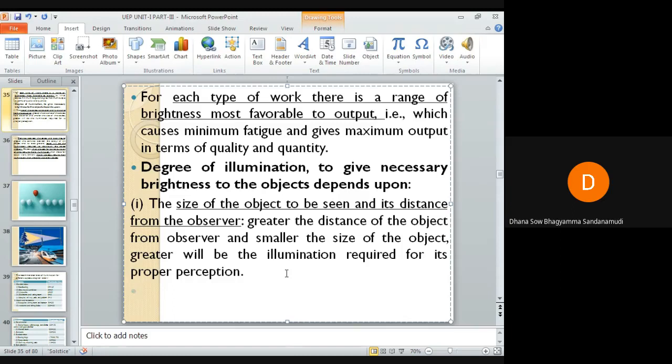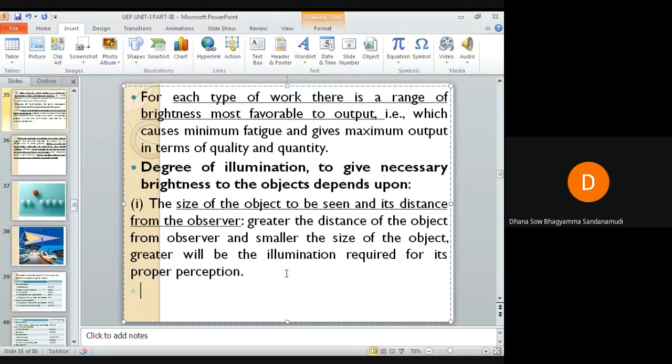The degree of illumination to give necessary brightness to the objects depends on some factors. One of the factors is the size of the object to be seen and its distance from the observer. How bright the object will look when it is illuminated by a lamp depends on the size of the object and how far it is from the observer.